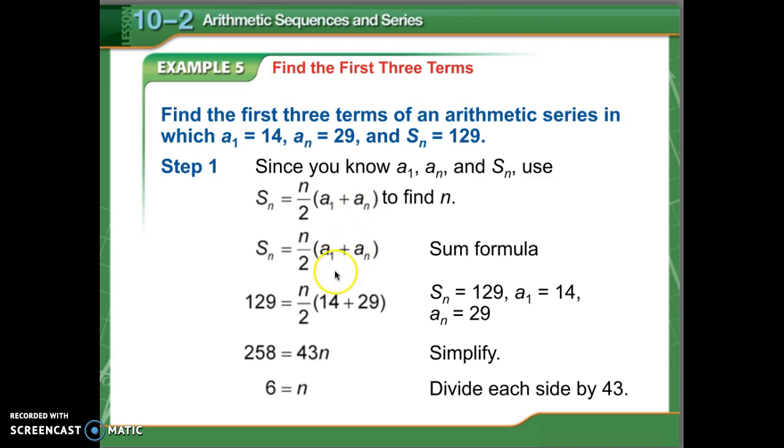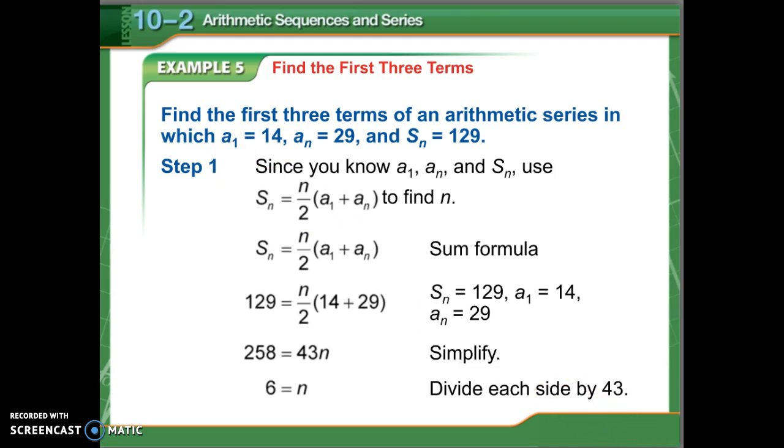We know a1 and an are 14 and 29, and we know the sum is 129, but we don't know n. So we're going to have to do some algebra to work out getting n by itself. Once you do that and solve the equation, you get that n is 6. So if you're finding the first 3 terms, we know that this is the 6th term.